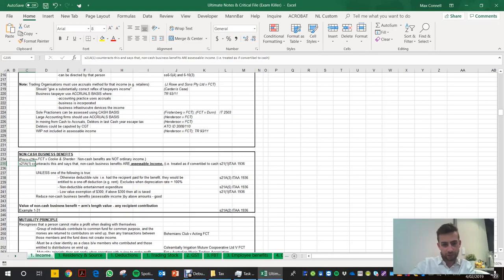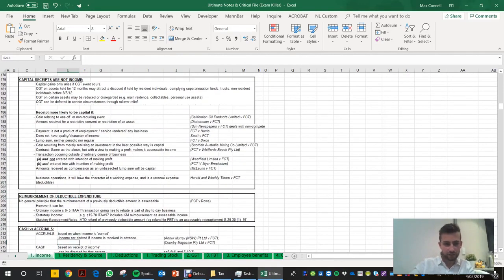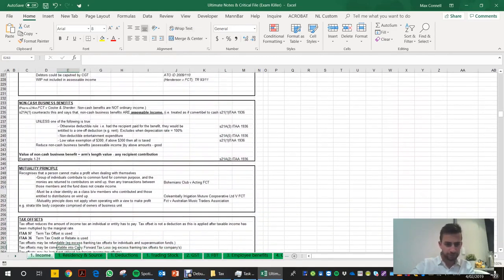Non-deductible entertainment expenditure. We talk about whether it's deductible or not later in the FBT chapter, but basically if you pay FBT on entertainment, it's deductible. If you don't, it's non-deductible. So it's actually exempt if it's non-deductible entertainment expenditure, which is a little bit unusual. And the last one, and the most common one, almost used all the time, is the low value exemption. So if they give you a bottle of wine or movie tickets, and it's under $300, it's fine. If it's above $300, then it's taxed. That's section 21(1).